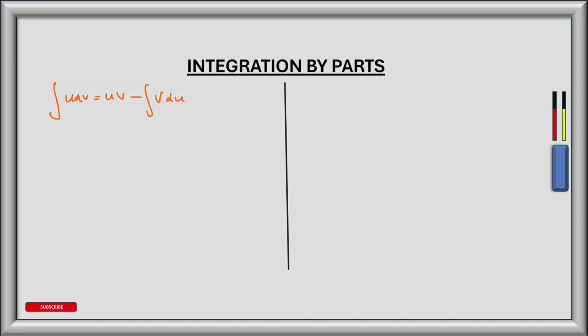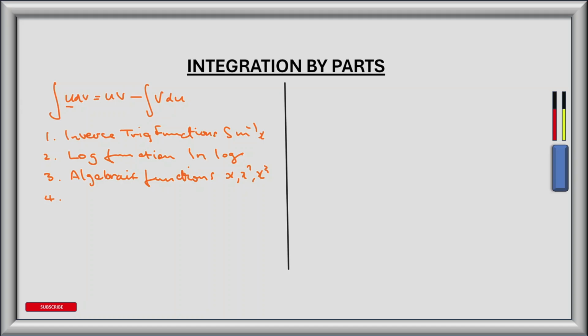So when using integration by parts, we need to pick a u value. As a rule of thumb, try and choose u as follows. Pick inverse trig functions first, then log functions second, then algebraic functions third, then trig functions fourth, and fifth, pick exponential functions.